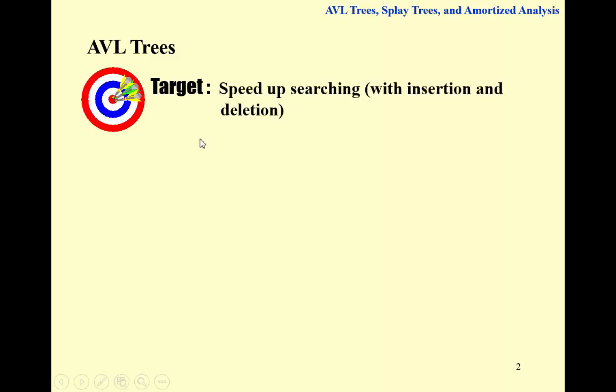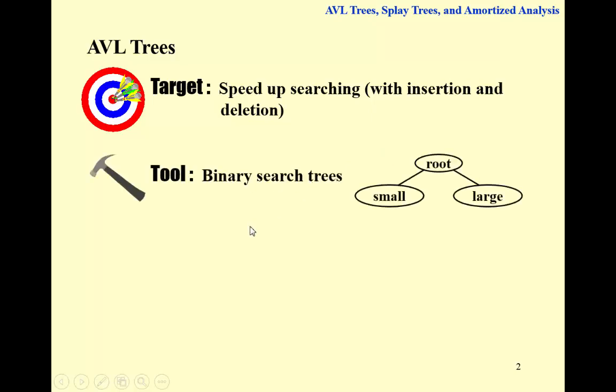So the target of AVL tree is to speed up searching. To be more specific, to speed up dynamic searching. Dynamic searching means we're going to have insertions and deletions happening all the time. So the data set is not fixed, it's dynamic, right? To handle dynamic searching, we have already studied a kind of data structure in the fundamental course. Do you still remember? That is the binary search trees, right?